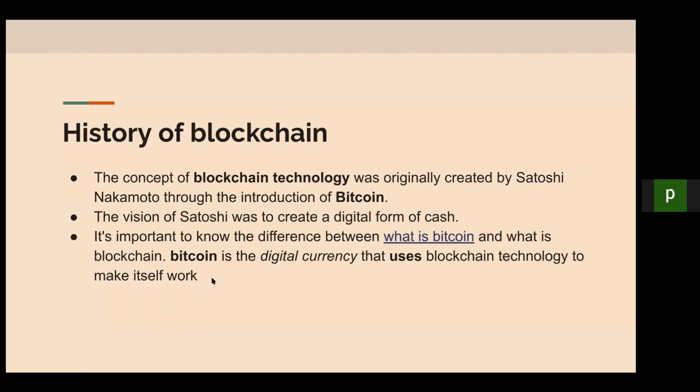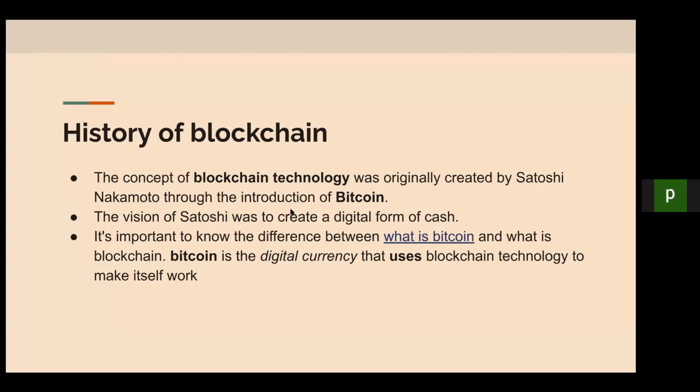So, history of blockchain. The concept of blockchain technology was originally created by Satoshi Nakamoto. I think you might have heard his name. It came through the introduction of Bitcoin. He is anonymous to date. No one knows who he is, whether this is his real name, or where he was from. People predict that he was from China or England, but no one knows. He introduced Bitcoin through his white paper on Bitcoin.